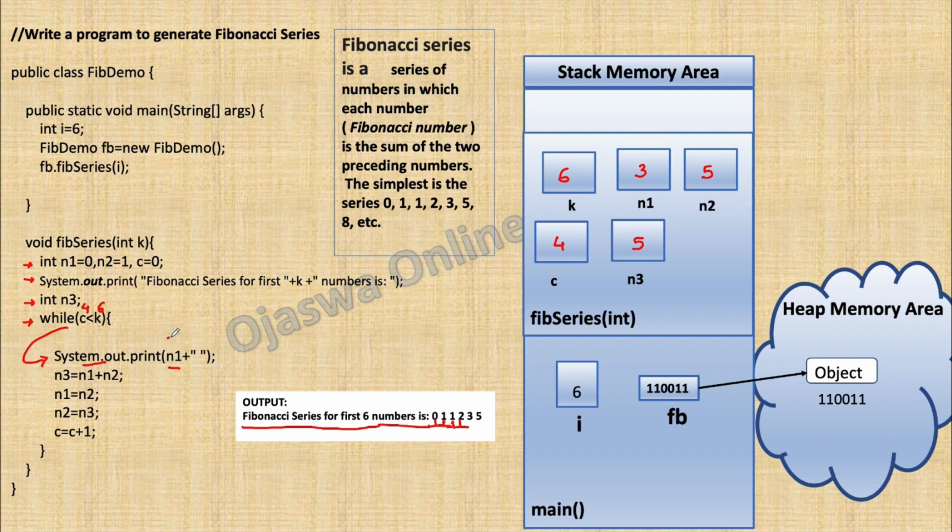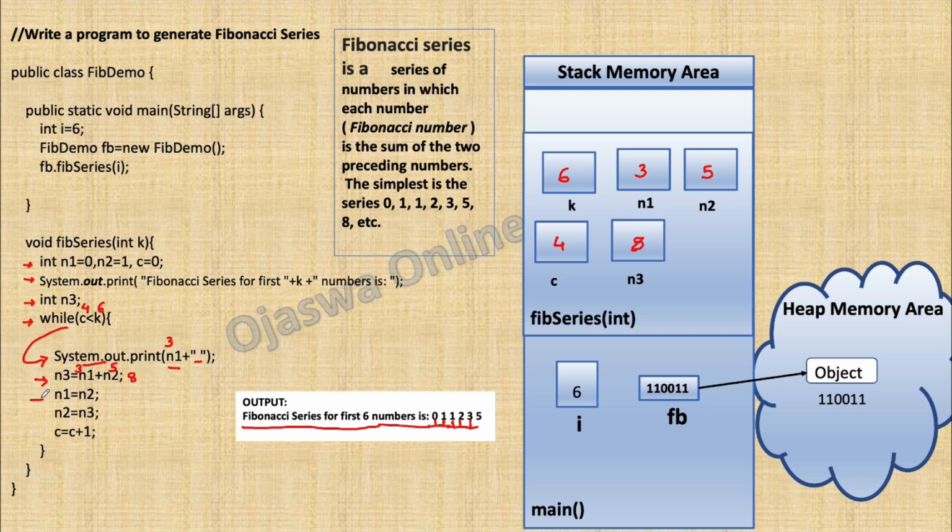Value of n1 is 3. Hence the next Fibonacci number in the series is printed to the console and some space is added. The next statement is executed. Value of n1 is 3 plus value of n2 is 5. Hence now the updated value of n3 is 8. So value of n3 becomes 8.